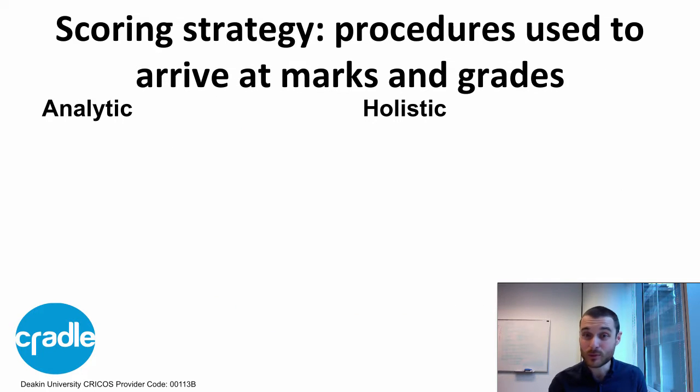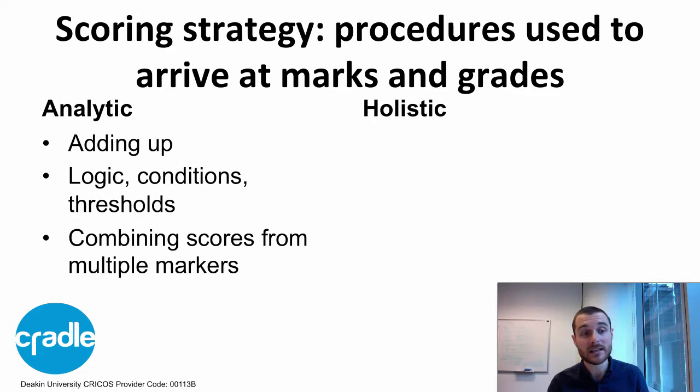Scoring strategy. Rubrics tend to use these. I've bunched them into analytic or holistic. Analytic might be to calculate the score for the rubric, we just add up all the numbers in it. You might have some logic or conditions or thresholds. You might say to get a credit or to get a B, you've got to meet all of the pass level standards and then some of these other things. Or you might even combine scores from multiple markers.